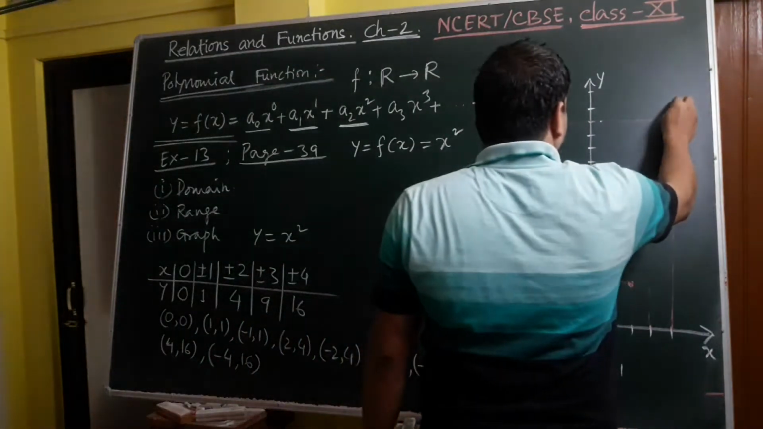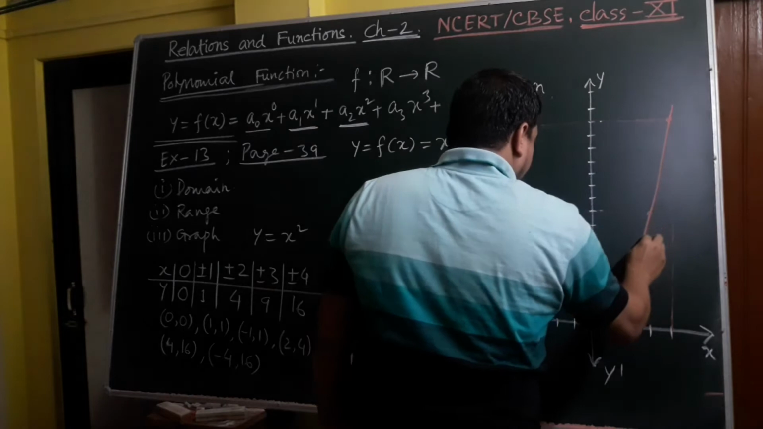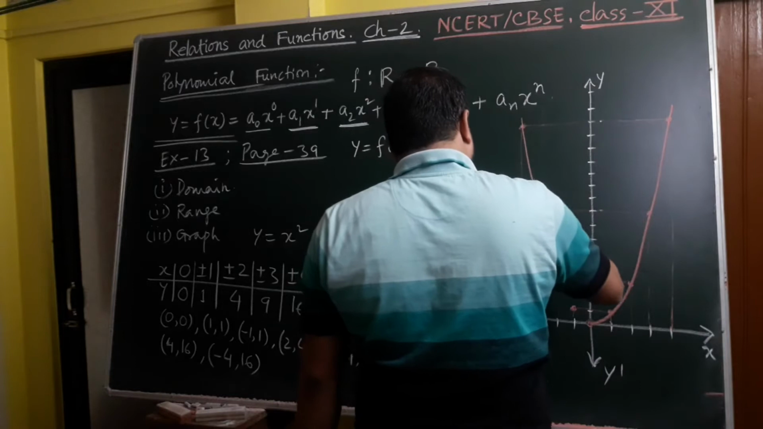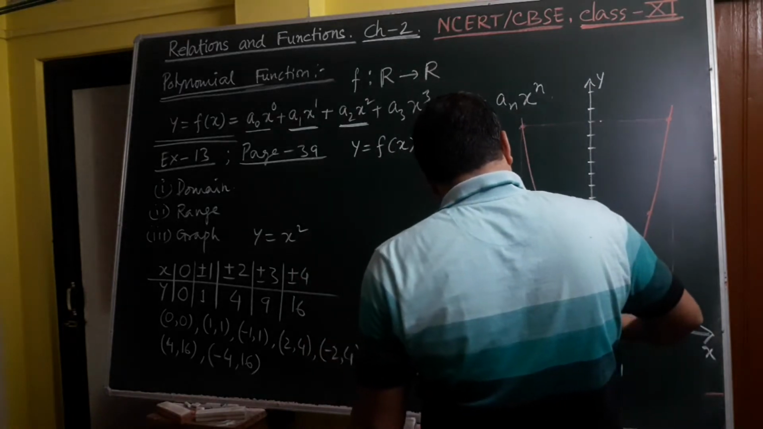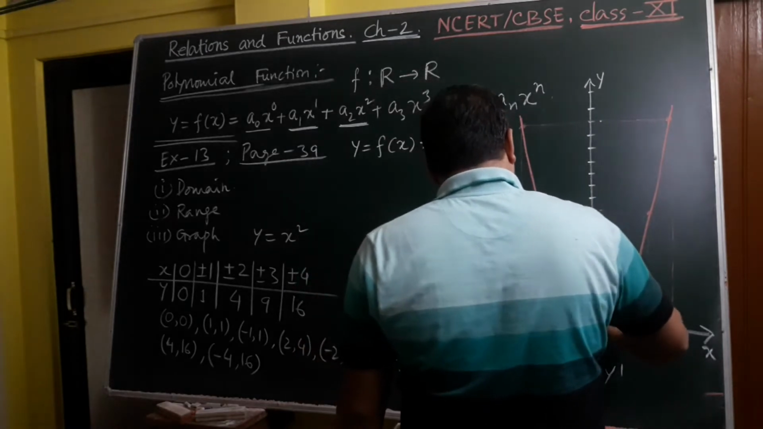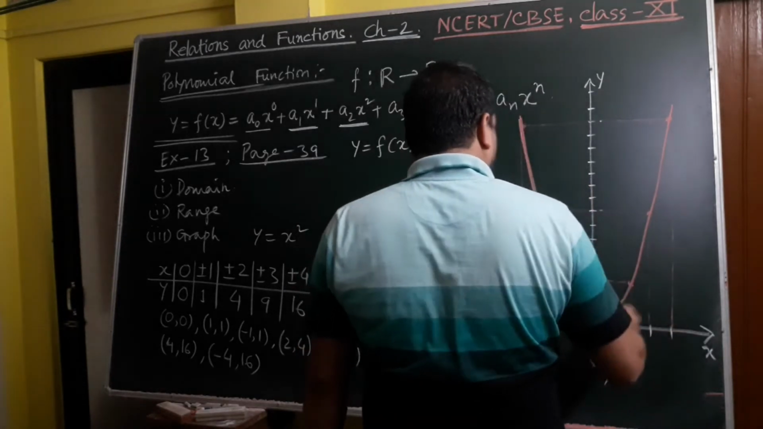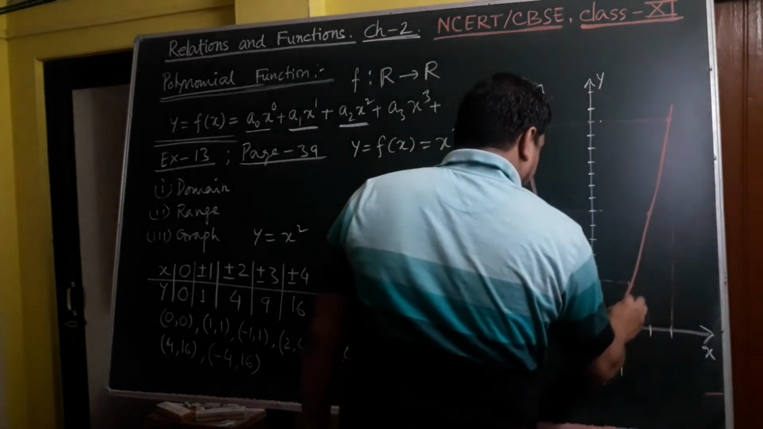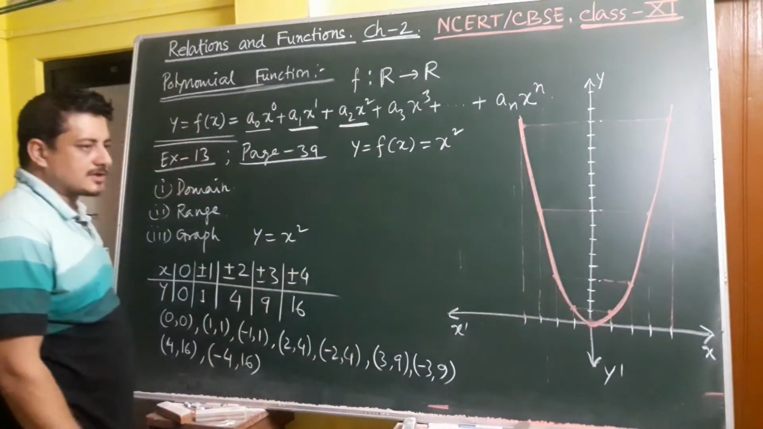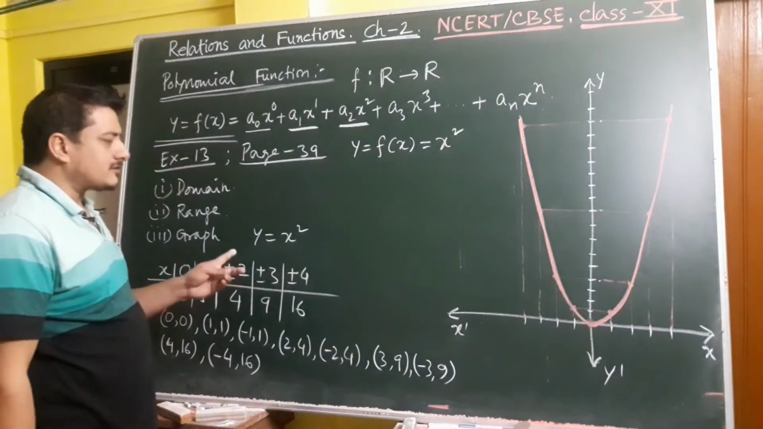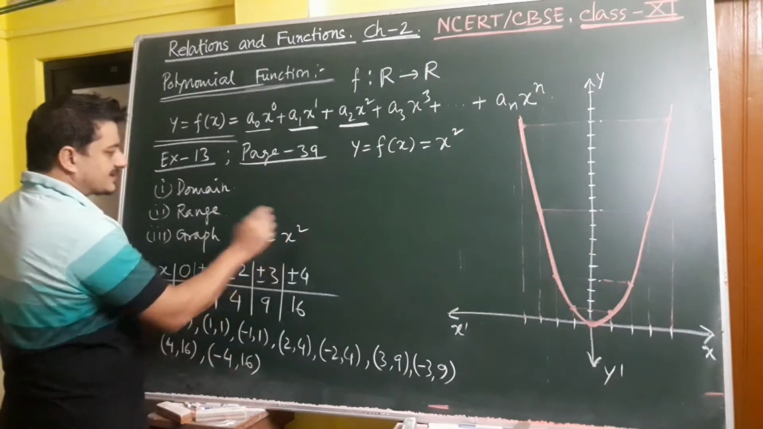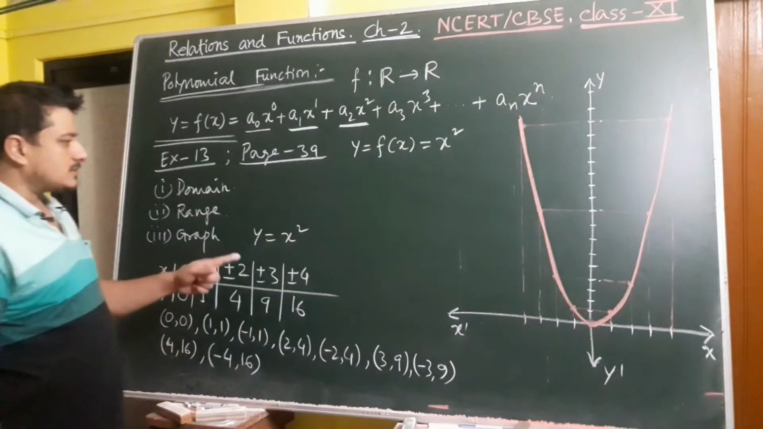So if you connect all these points, so you get this type of curve. You will get this type of curve. Okay. Now you see this equation, basically this is not a linear equation. So the graph is not of any straight line. It will be a curve. Why? Because the power of x is 2. Okay, so this will be the graph.